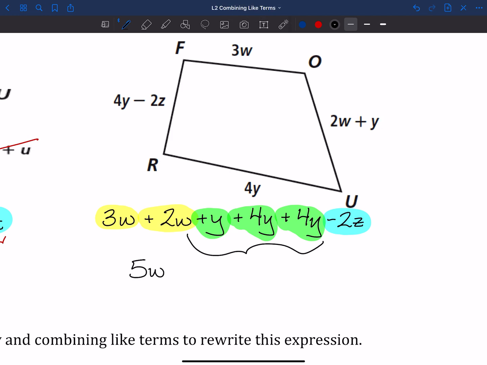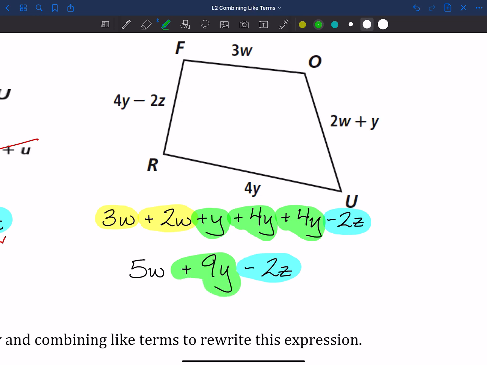All these y's, when I add them together, I had 1 in the beginning, that's 1y, plus 4 more, and then plus another 4 more, brings me up to 9 of those total, so plus 9y's. And then that minus 2z on the end just stays as minus 2z. It didn't have anything to combine with, so we bring it down just as we found it. And that's what we're looking for. That's when we're combining like terms.